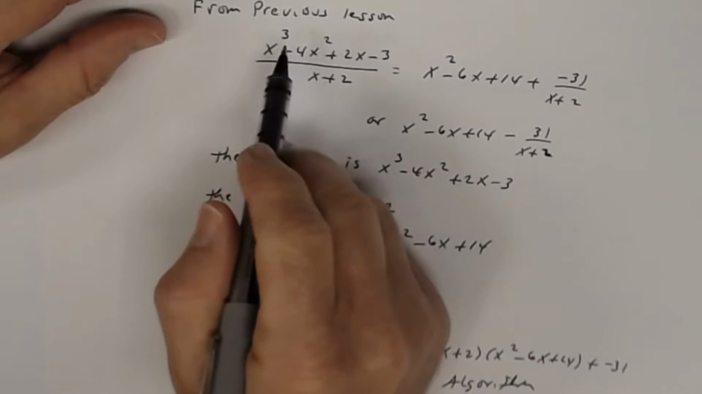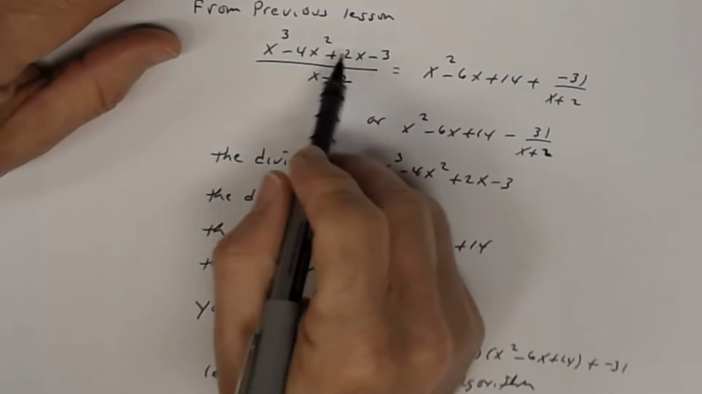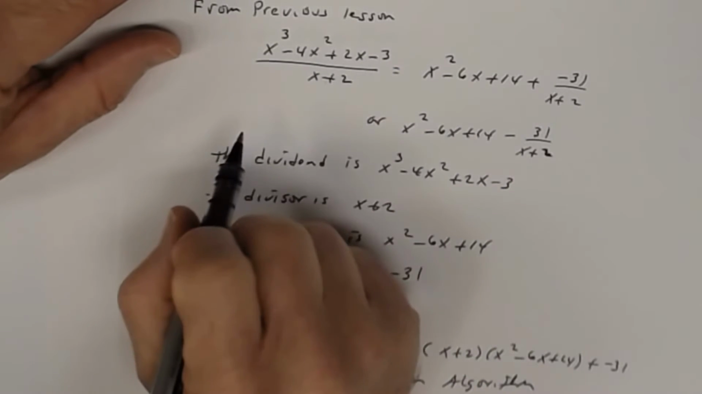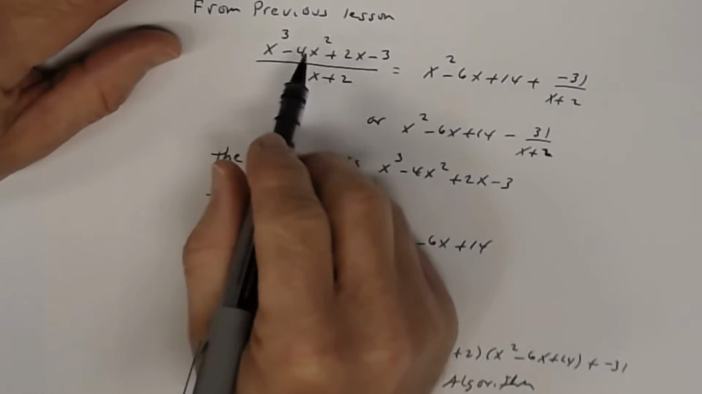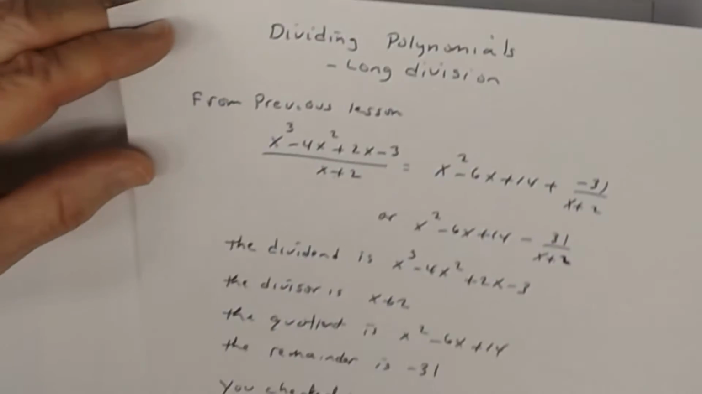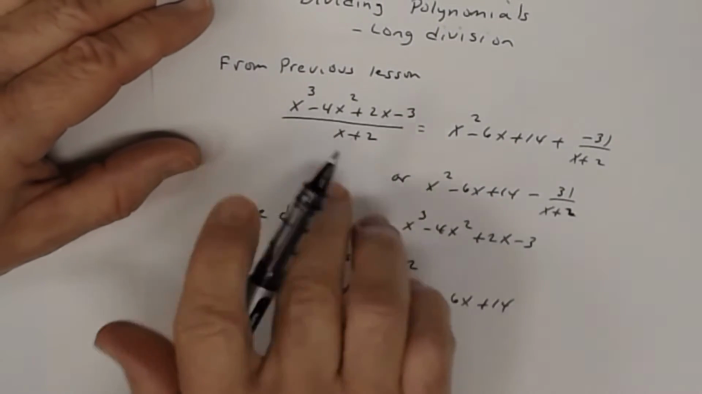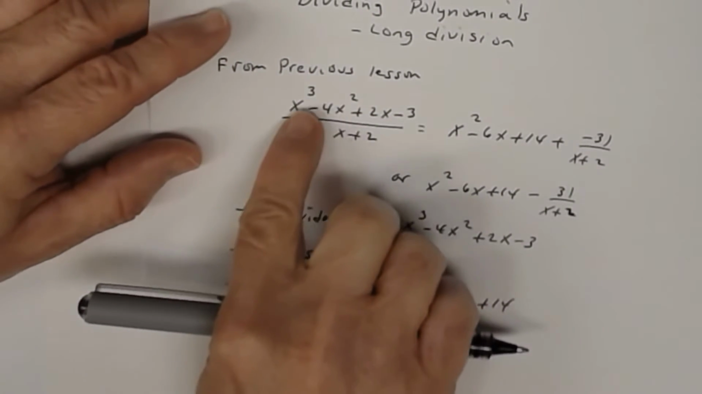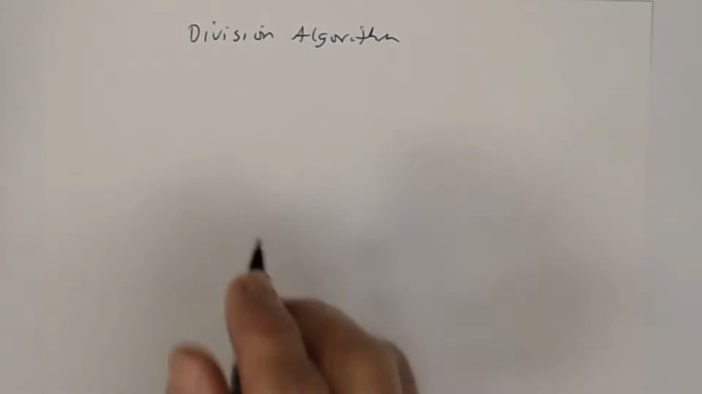All right, so let's talk about the division algorithm. So remember in our discussion, we have two polynomials. We remember this is a polynomial, this is a polynomial. And when we talk about the division algorithm, we're going to refer to those as polynomial functions. So we have two polynomials. Let's call this f of x.